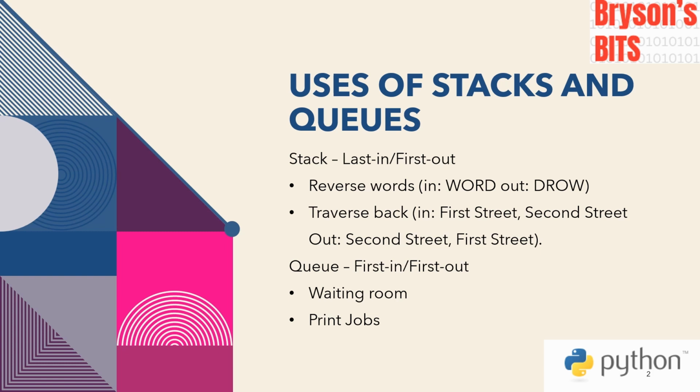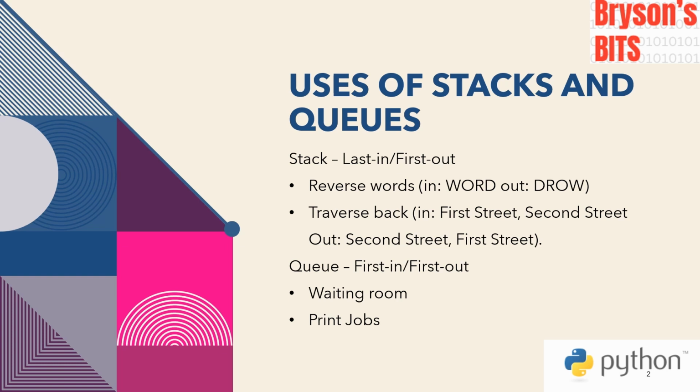If you're traversing back from a travel, let's say as you go in, we were at 1st Street, then we were at 2nd Street, then we were at 3rd Street. And then when you backtrack, you're going to go, well, we are at 3rd Street, then we go back to 2nd Street, then we go back to 1st Street.